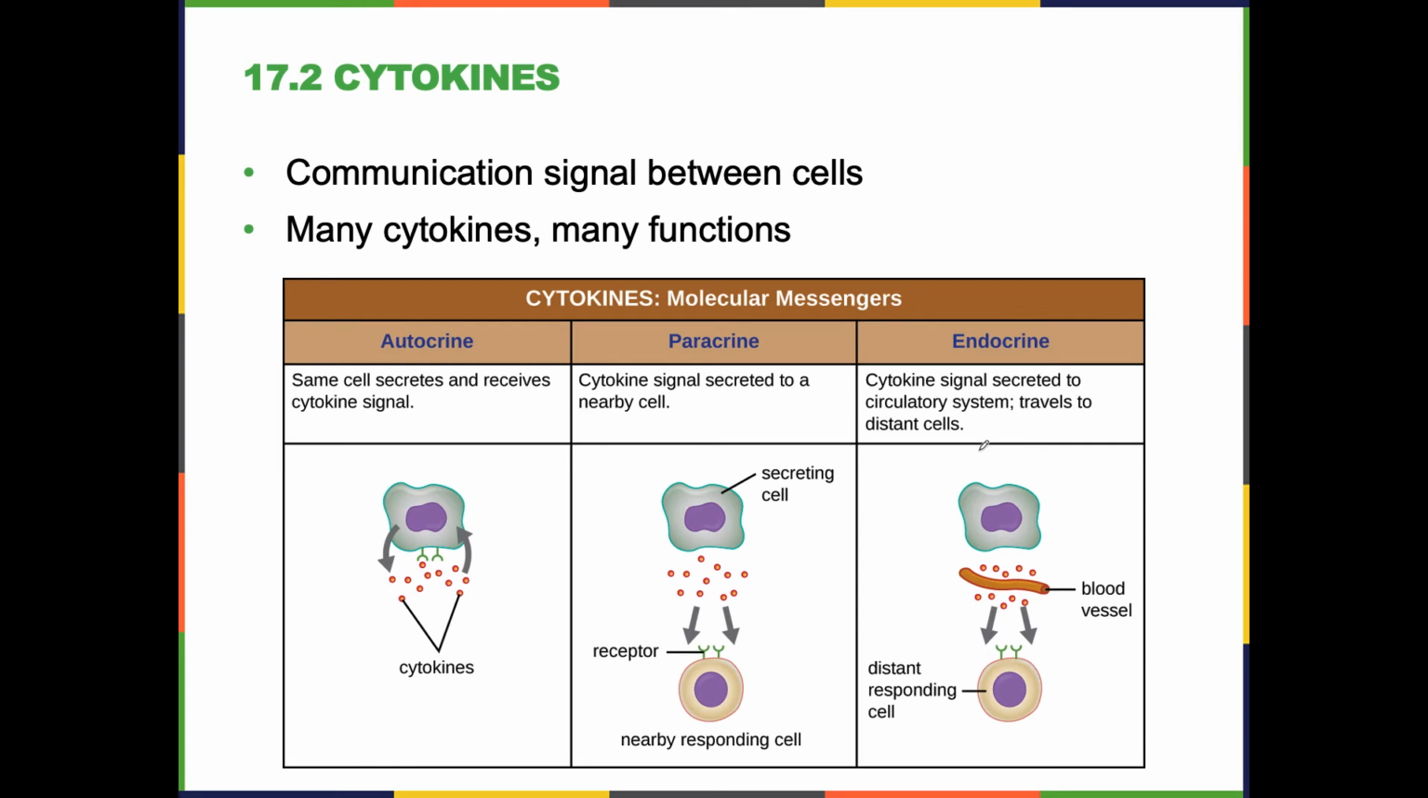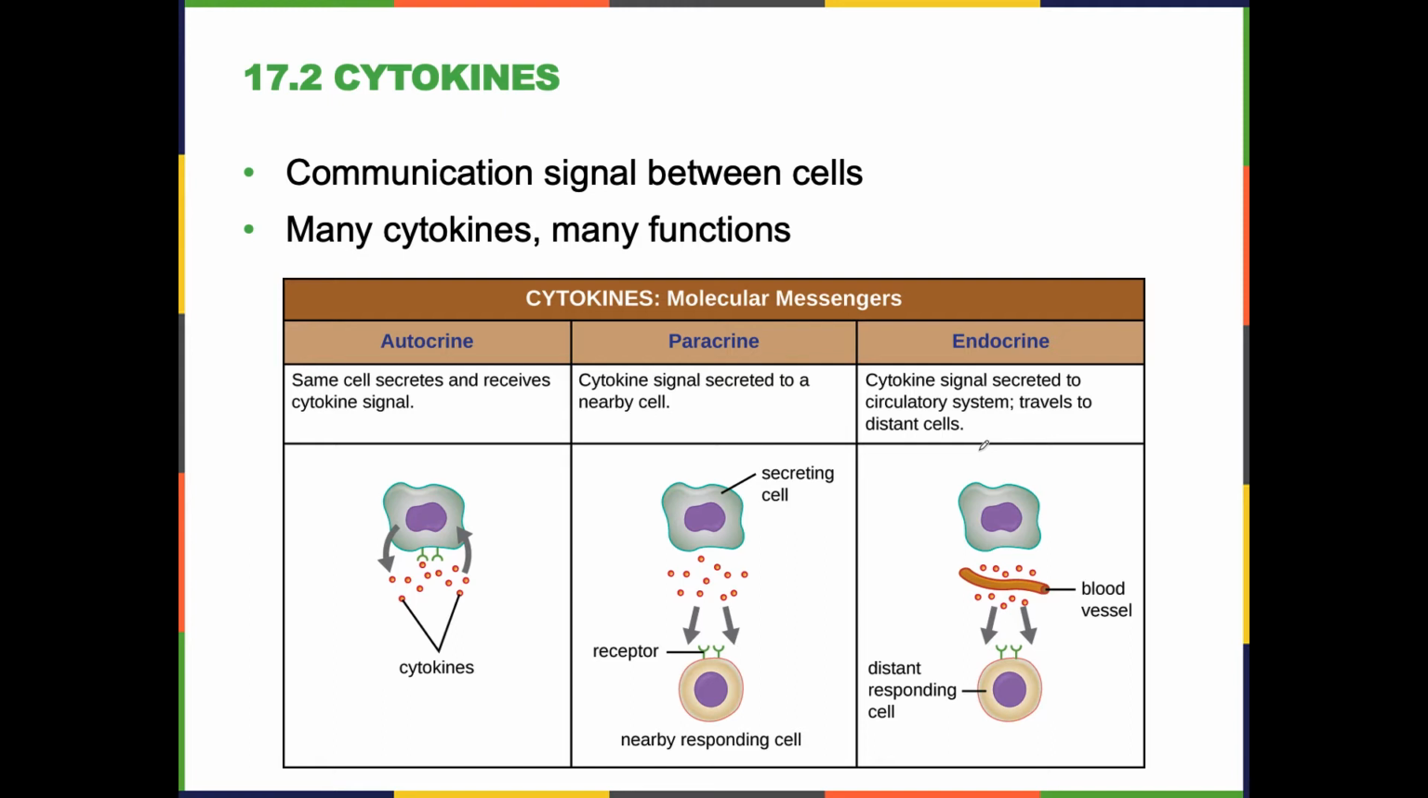Okay, the last plasma protein mediator is the cytokine, right? Now, cytokine is simply communication between cells, or a communication signal between cells. And we're going to use the word cytokine so much. Basically, all cells can secrete cytokines, all cells can receive cytokines, right? So many different kinds of cytokines, so many different outcomes.